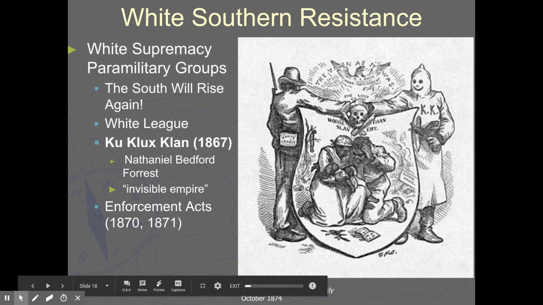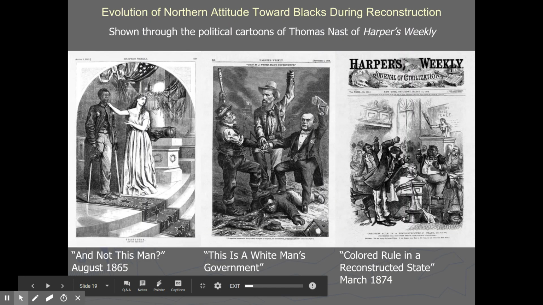Basically, the Ku Klux Klan and the White League were your first form of domestic terrorism, led by the Ku Klux Klan, which was the best known. And so you see the evolution of northern attitudes toward Reconstruction, how to define the blacks' role in society, granting them the right to vote, and how that is going to evolve in a government where the South is resistant to doing that.